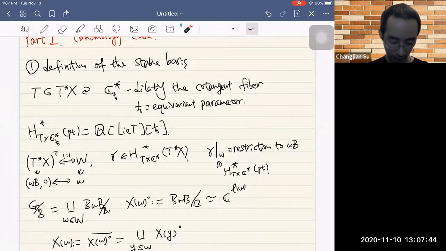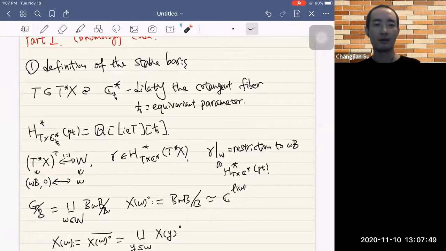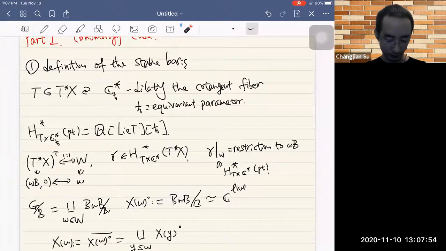If you consider the torus fixed points on this Springer resolution, first of all, the torus fixed points will lie on the zero section. If you consider the torus fixed points on this flag variety, then this is in one-to-one correspondence with the Weyl group. W is the Weyl group. The correspondence goes as follows. If you have an element w here, then you can conjugate the starting Borel by this Weyl group action. Then we get another Borel, and the cotangent direction is just 0, so it lies in the zero section.